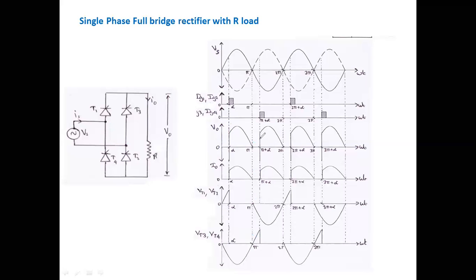Now mode 4, that is pi plus alpha to 2 pi. In this mode, at pi plus alpha, we apply the gate pulse to thyristors T3 and T4. So thyristors T3 and T4 are turned on. When thyristors T3 and T4 are turned on, the voltage across them is 0 and they behave as a short circuit. So it allows the flow of current in this direction. So the current is flowing like this.